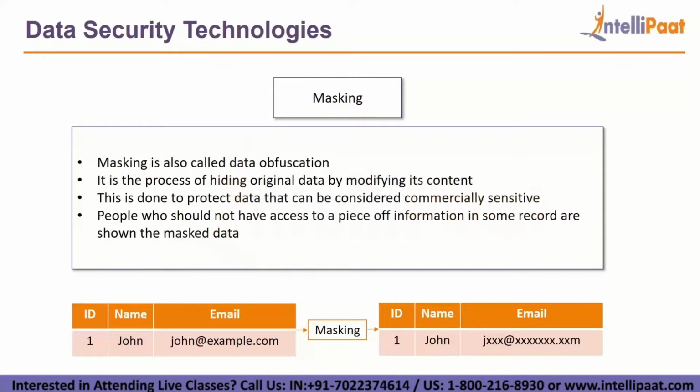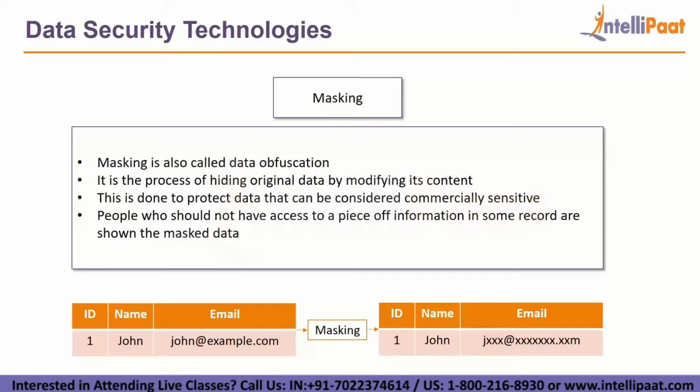People who should not have access to this piece of information in some records are shown the masked data. Suppose you have some database and there are multiple people who can view the database information, since some of the database information is not sensitive while other pieces are sensitive. So for instance, in the case here, the ID, name and email is a sensitive field. Now you can prevent access to the entire row itself.